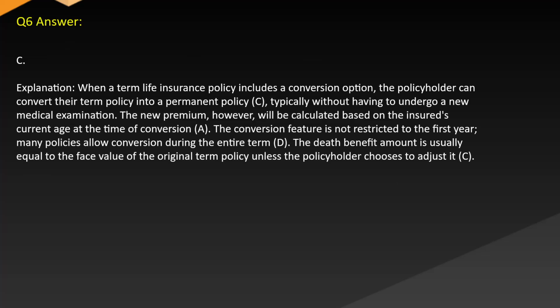Answer. C. Explanation. When a term life insurance policy includes a conversion option, the policyholder can convert their term policy into a permanent policy, typically without having to undergo a new medical examination. The new premium, however, will be calculated based on the insured's current age at the time of conversion. The conversion feature is not restricted to the first year, and many policies allow conversion during the entire term. The death benefit amount is usually equal to the face value of the original term policy unless the policyholder chooses to adjust it.